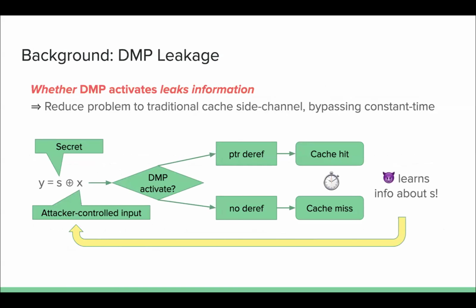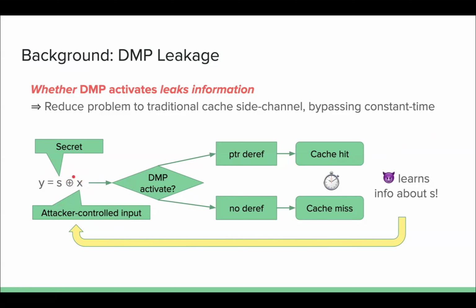So a little bit of background on why DMP can leak information. Principally, it's because whether or not the DMP activates depends on the secret, so it leaks properties about the key. If we consider any cryptographic implementation, you have to have a step where you're mixing the cryptographic secret, like S, for example, and an attacker-controlled input, like the ciphertext, for example.